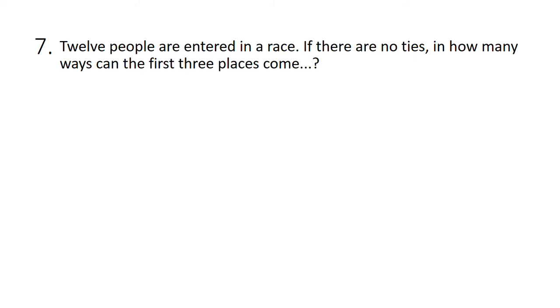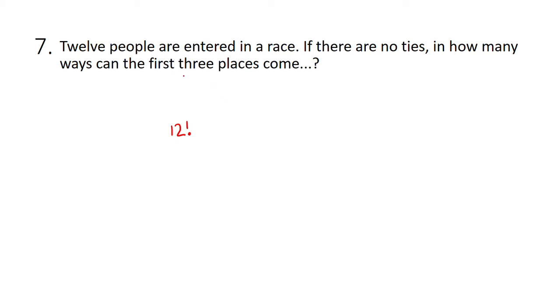This question is for honors, but everybody's going to do it because it's not that hard. 12 people are entered into a race. If there's no ties, how many ways can the first 3 places come? Okay, so if you have 12 people in a race, you're going to represent that as 12 factorial. Remember, factorials are series that have to do with probability. That's the reason why we're doing this question, but it's not that bad.